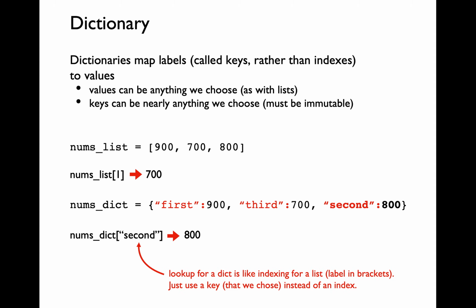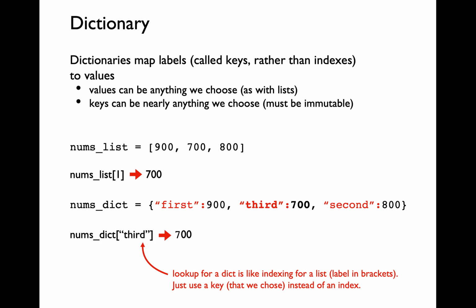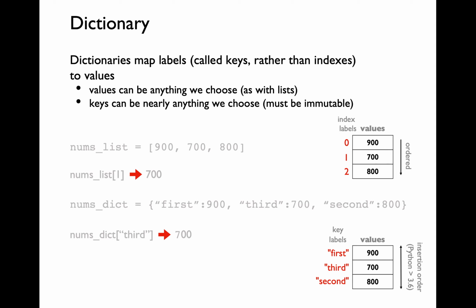Let's go through example lookups here. When I say nums underscore dict of second, that's going to retrieve the value 800. If I say nums underscore dict of first, that will give me 900. Similarly, nums underscore dict of third is going to extract the value of 700.